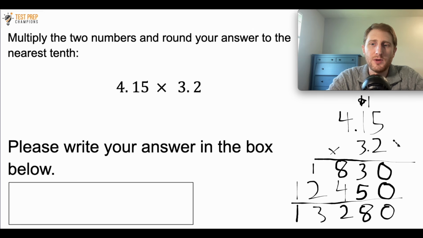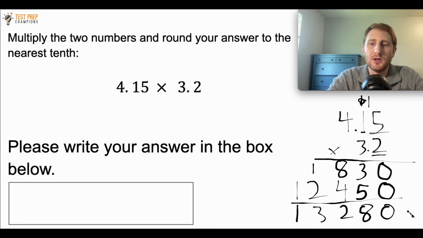So what I want to do here is count how many digits I have to the right of my decimals. And if you're not sure what I mean by that, absolutely no worries, because I'm going to break it down now. If I look at 4.15, I see that I have 2 digits to the right of the decimal. And if I look at 3.2, I see that I have one digit to the right of the decimal. So in total, the two numbers that I'm multiplying together have 3 digits to the right of the decimals.